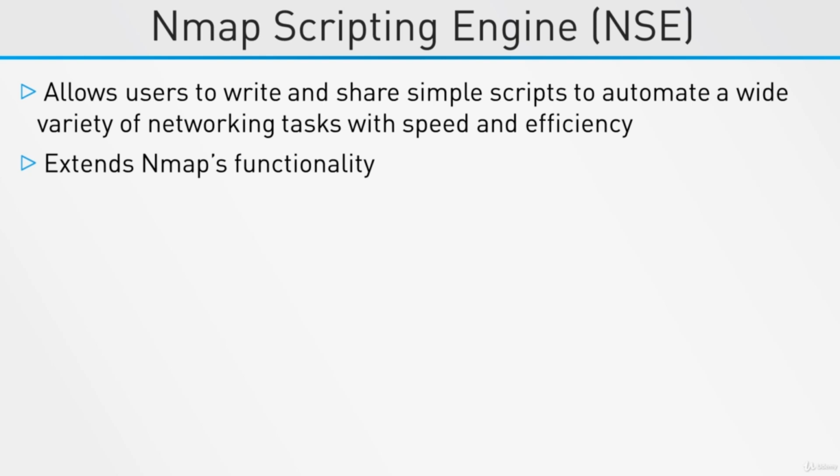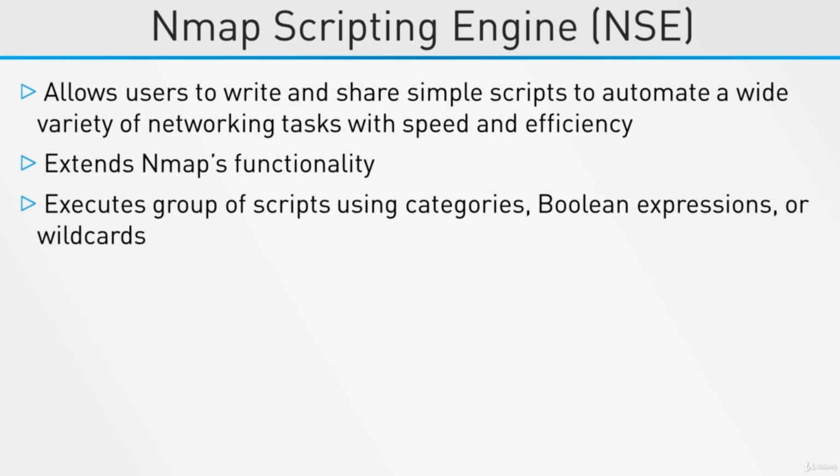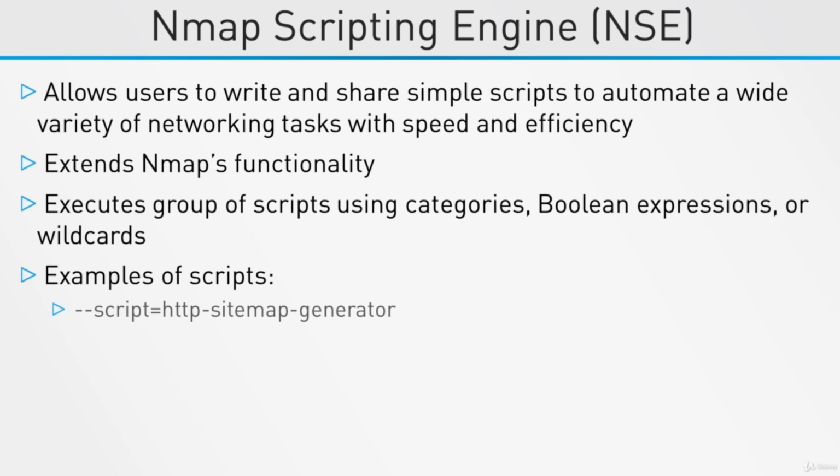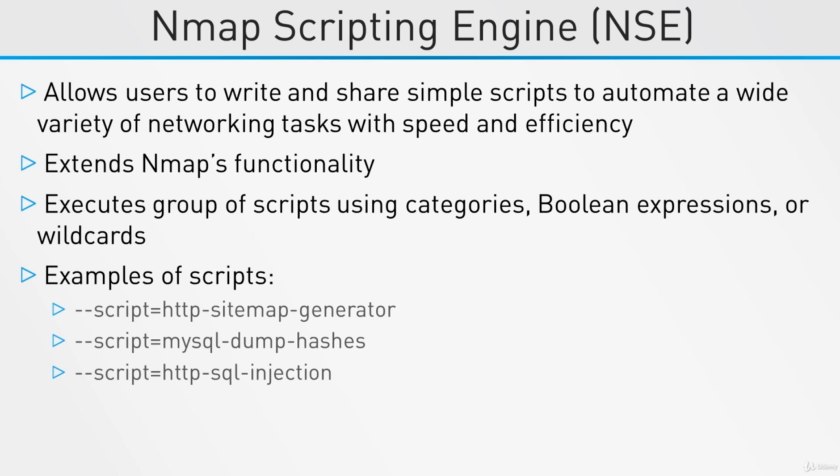When working with scripts, you can execute a group of scripts using categories, Boolean expressions, or wildcards. We have hundreds of scripts included with Nmap. Here are a few examples: HTTP sitemap generator, MySQL dump hashes, HTTP SQL injection, and broadcast EIGRP discovery. So in this lecture, I have given a brief introduction about Nmap and how to work with it. In the next lecture, we will see that in practice.